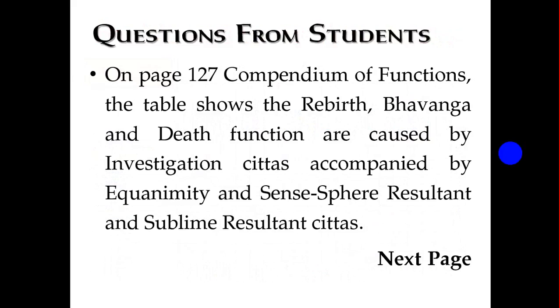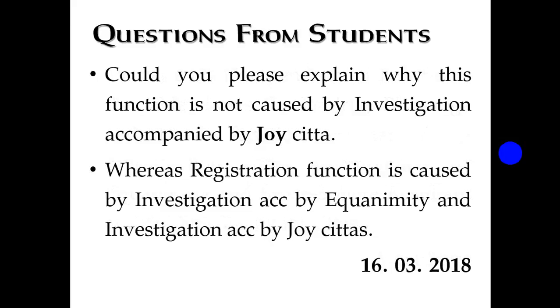These are the questions asked by one of the students. On page number 127, the table shows that the two investigating cheta accompanied by equanimity, sense sphere resultant and sublime resultant cheta, altogether 19, perform rebirth, bhavanga and death function. The main question is, could you please explain why this function is not performed by investigating consciousness accompanied by joy? Another one is, whereas registration function is performed by investigating consciousness accompanied by both equanimity and joy. Very good questions.